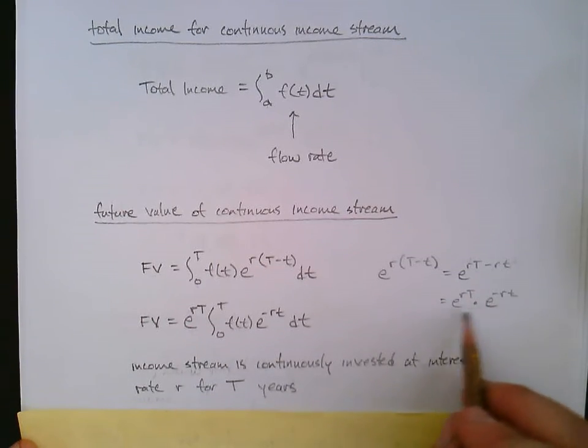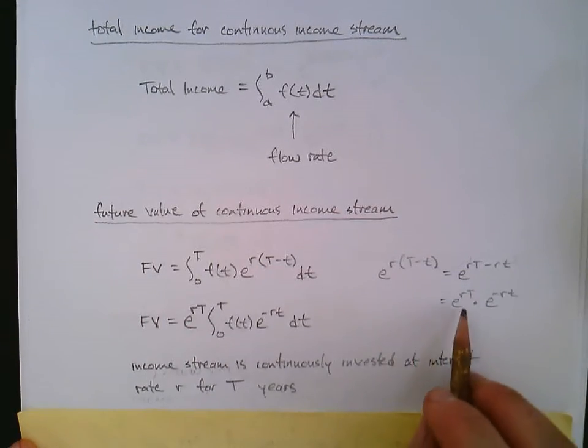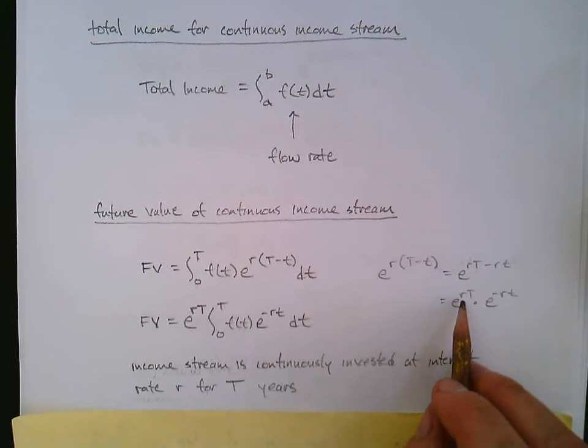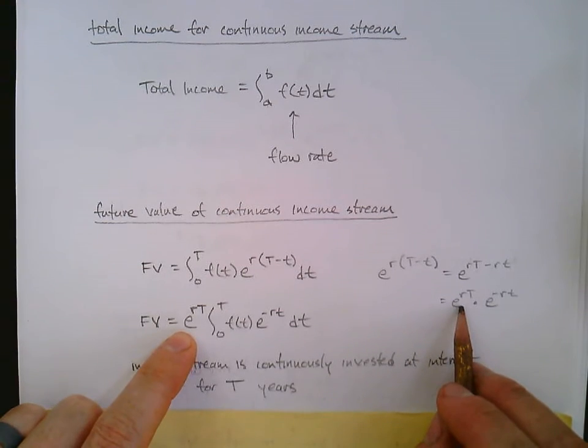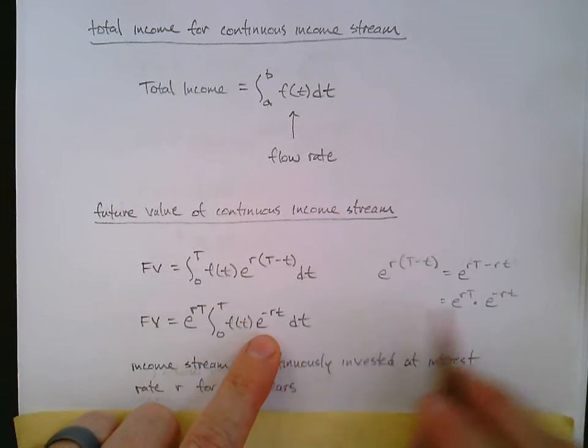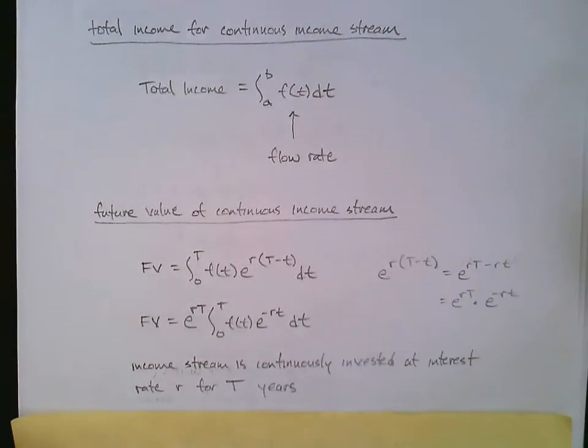We can break it apart that way. So what happened is we saw, hey, this e to the r capital T, these are all just numbers. That's a constant. So we can move that out front. And what gets left is the remaining piece, which has our variable. So we got to keep that in the integral. And of course, the f of t stays as well.